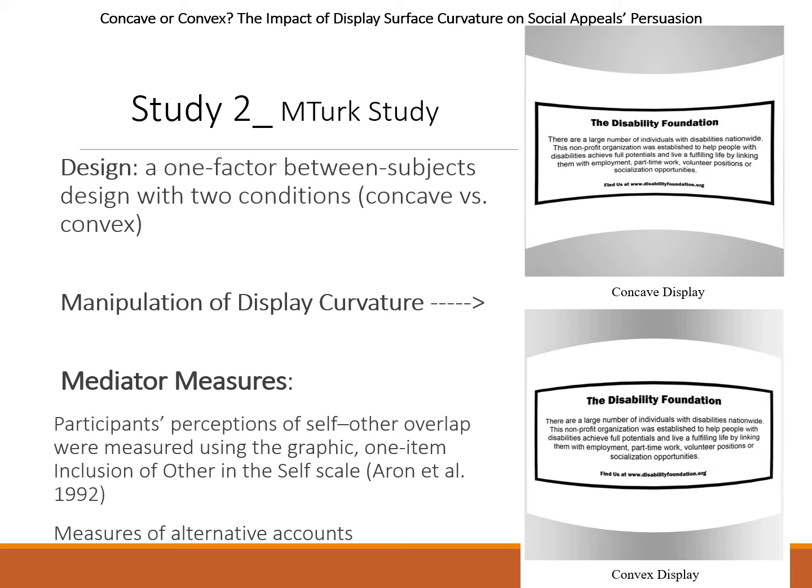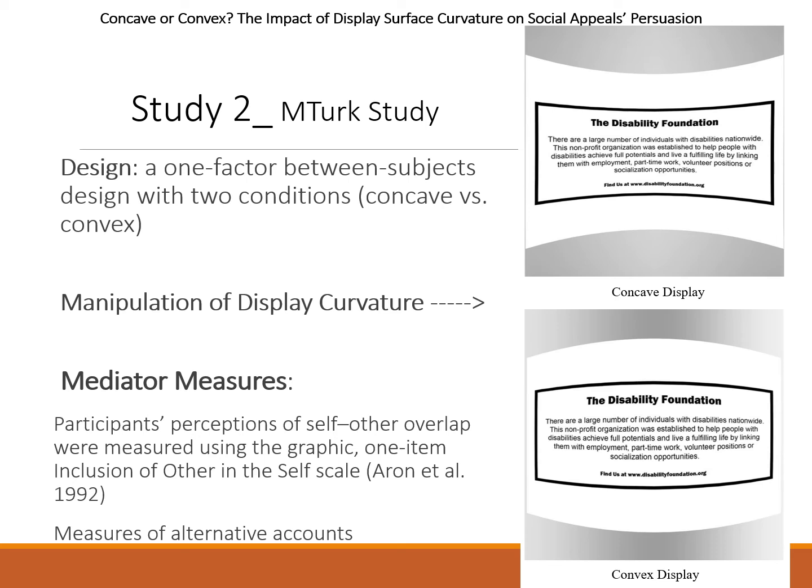We then conducted study 2. Study 2 is a Turk study. The purpose of study 2 is to investigate the underlying process that drives the core effect. We expected that the perceptions of self-other overlap would mediate the focal relationship between display curvature and the social appeals persuasion. We also seek to rule out a few additional alternative explanations, such as readability, processing fluency, involvement, and visual distance. So we include measures of these alternative accounts in this survey.